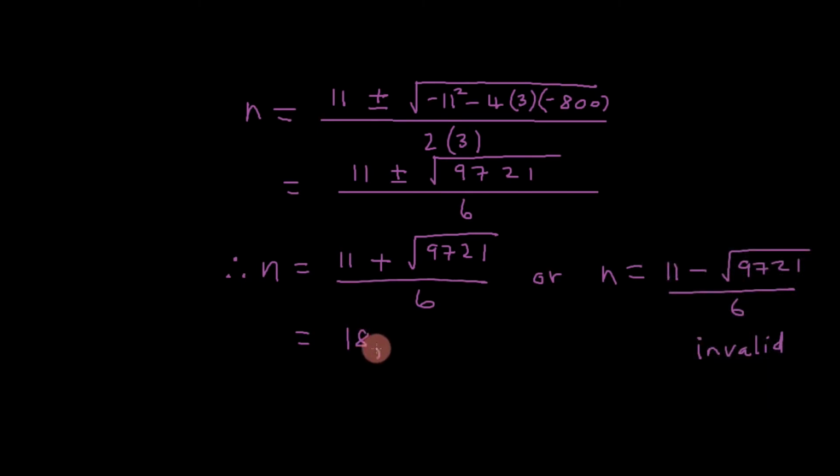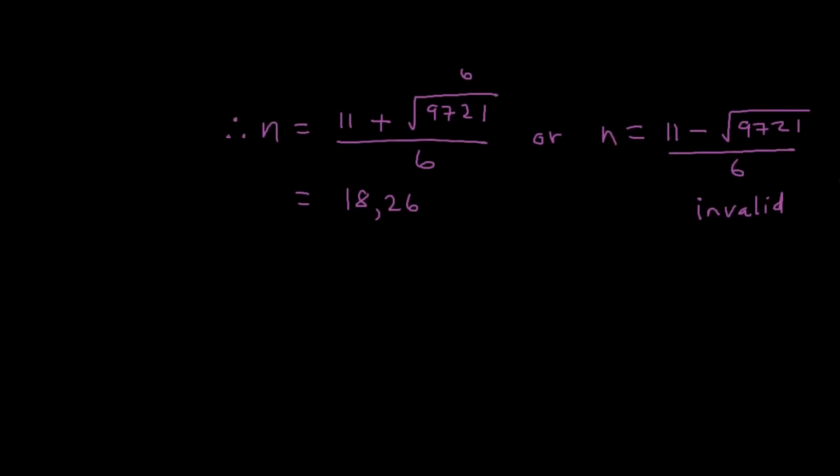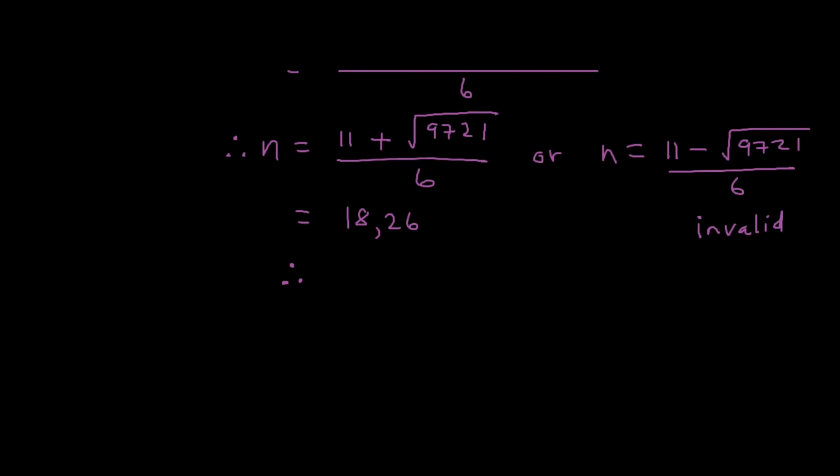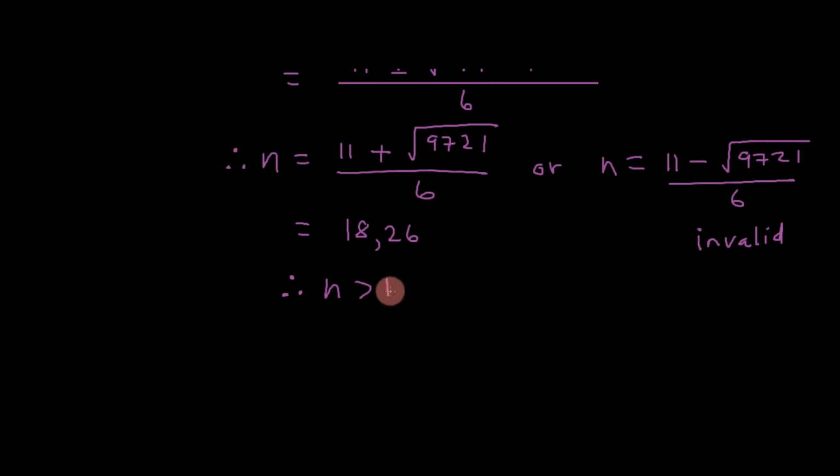18.26. This, however, is solving for n in an equation. We actually have a quadratic inequality here. So that means that, since this inequality is greater than 0, n is greater than 18.26. Now, n is the number of terms, so it's a natural number. The smallest natural number greater than 18.26 is 19. So n then will equal 19.